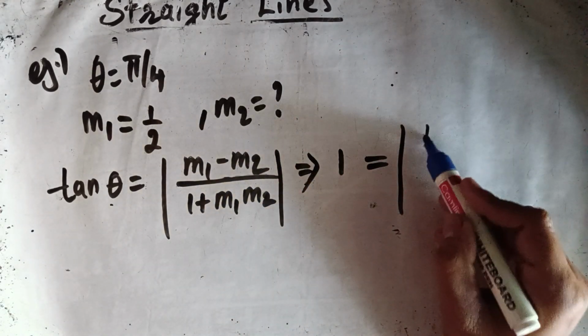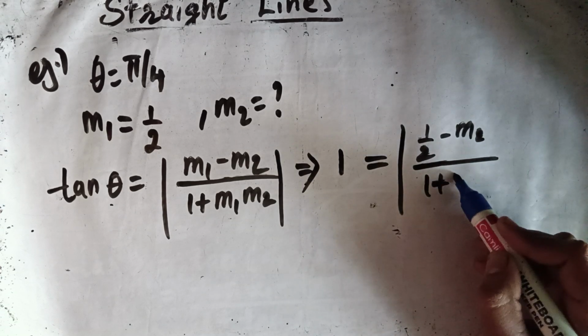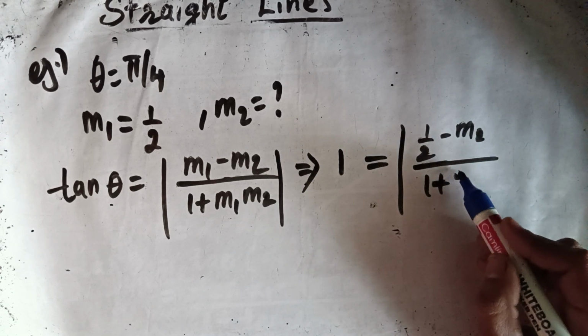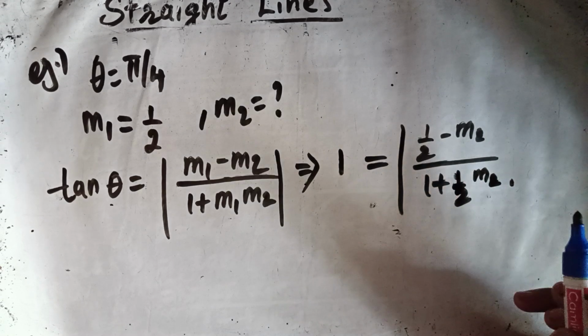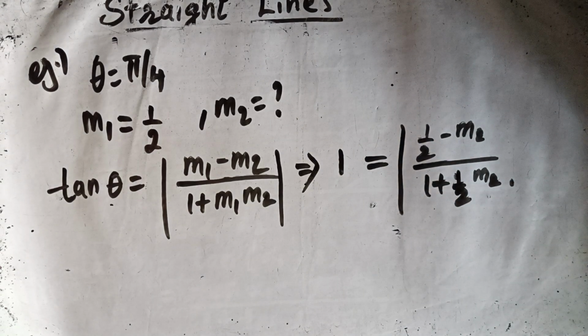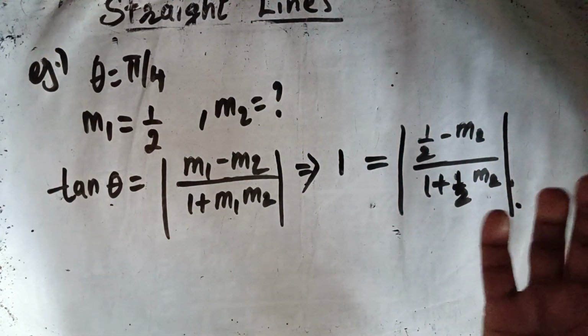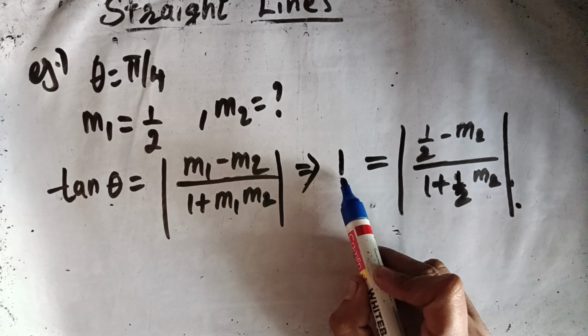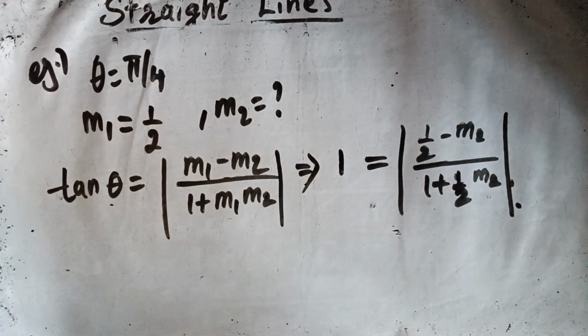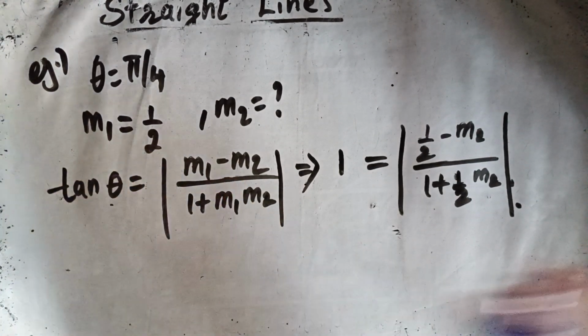m1 is half, so we get half minus m2 upon 1 plus half into m2. This is inside the mod. So if you remove the mod, you will get two values, that is, the answer is positive or negative. So we can take it as equal to 1 or equal to minus 1.